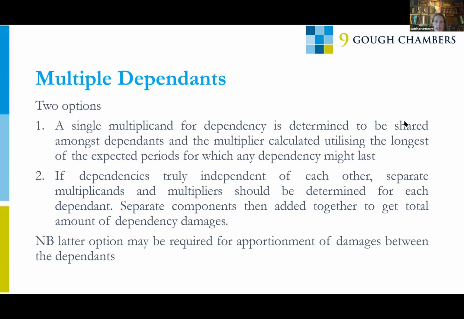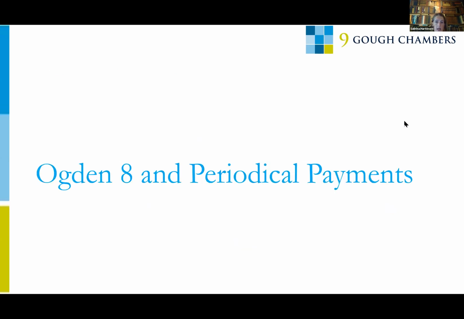So that's all I wish to say about fatal accidents and what the new section D says. I'm going to briefly discuss Ogden 8 and the periodical payment orders. Now, Ogden 8, as we all know, and the Ogden tables are all concerned with achieving a lump sum figure equivalent to the capitalized value of future losses.